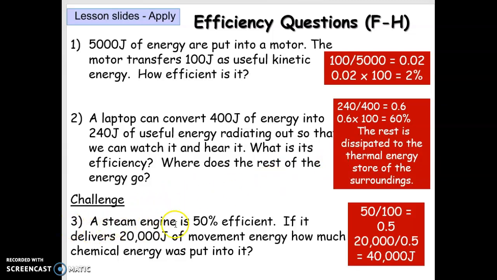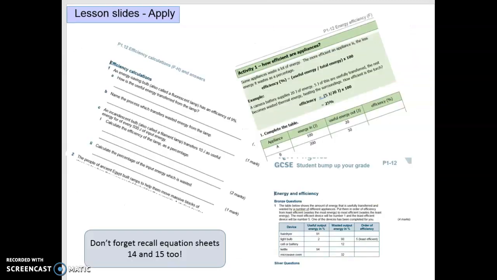This was the challenge one because it said a steam engine is 50% efficient. Actually, I've just realised it's not that much of a challenge, is it? Because 50% is half. However, let's do it properly. 50 divided by 100 will give us our 0.5, which we then substitute into the equation because we've got 20,000 joules of movement energy. How much was put in? So you're going to rearrange the equation to give you 40,000 joules. 20,000 divided by 0.5. Okay, so at this point you can pause the lesson and you can try some of the attached worksheets.